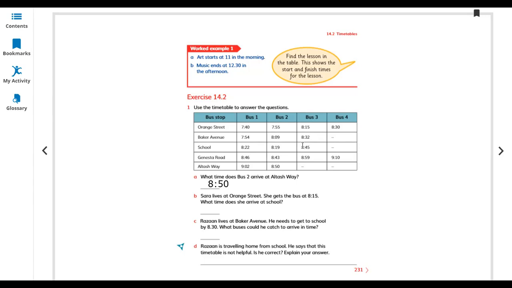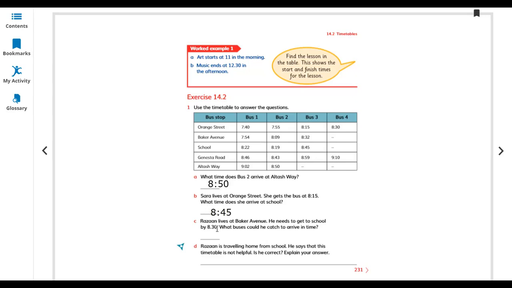Yes, so it's 8:45. So Sarah leaves Orange Street, this is Orange Street, it means 8:15. And she arrives at 8:45. So we write here 8:45.